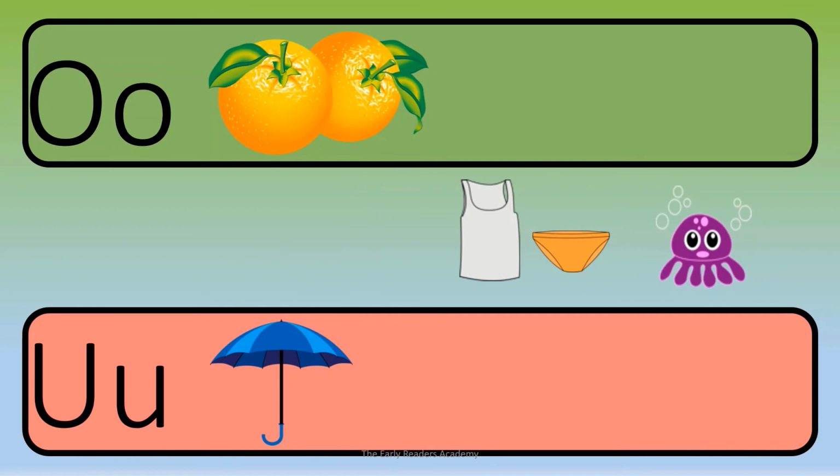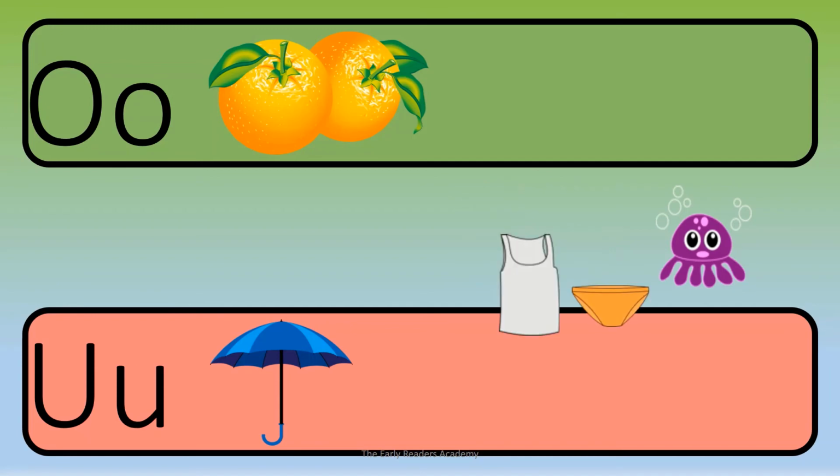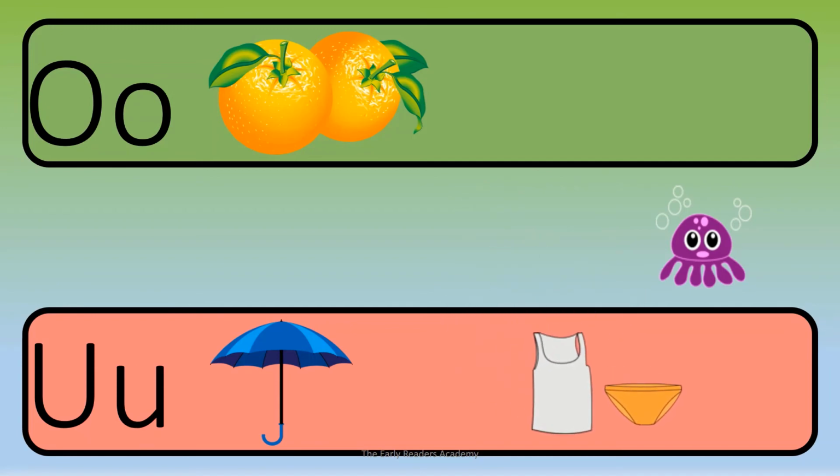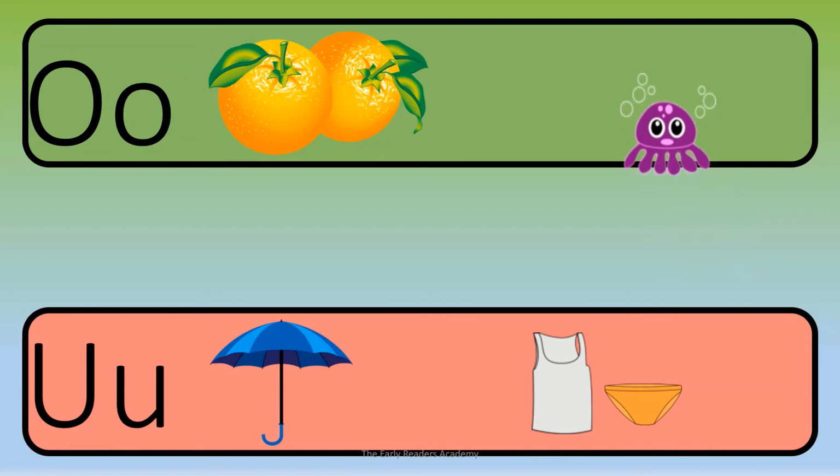And the next one is the underwear. That's right. Underwear begins with A. And the last one here is octopus. What is the beginning sound of octopus? You're right. Octopus begins with O. Well done! Now let's say again the sounds of the vowels.